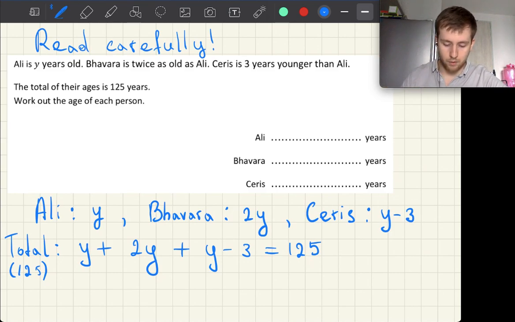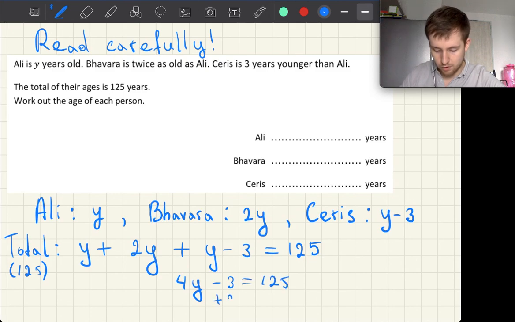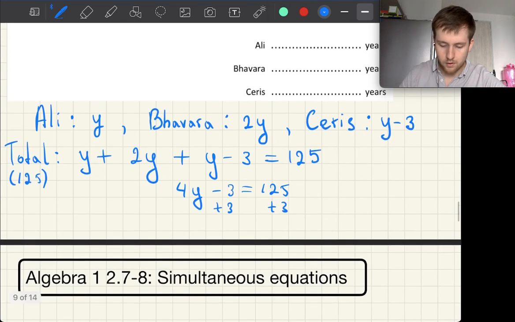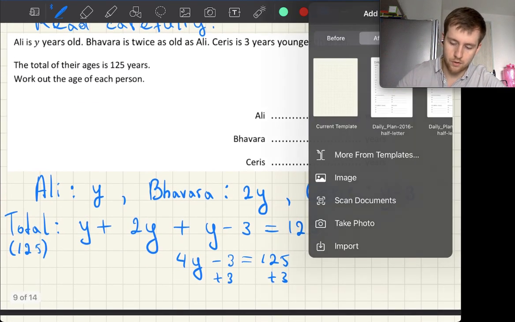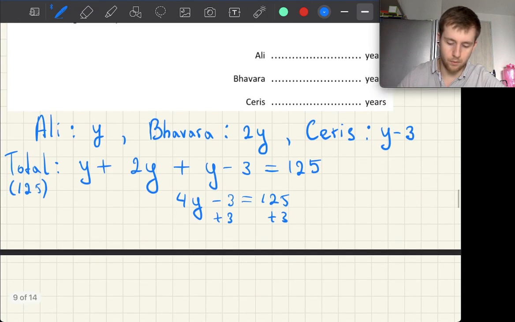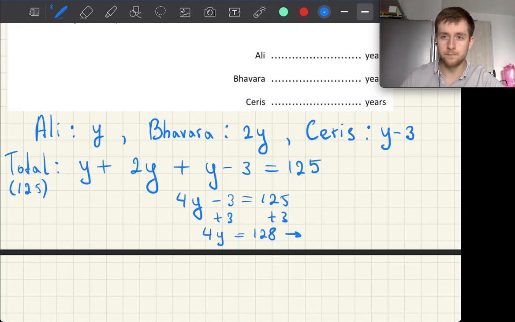So y plus 2y plus y is 4y. We get 4y minus 3 equals 125. We can add 3 to both sides. Oops, I'm running out of pages. We can add another one, not a problem. Okay, so 4y equals 128. Then y would be equal to 128 divided by 4, which is 32. So y is equal to 32.